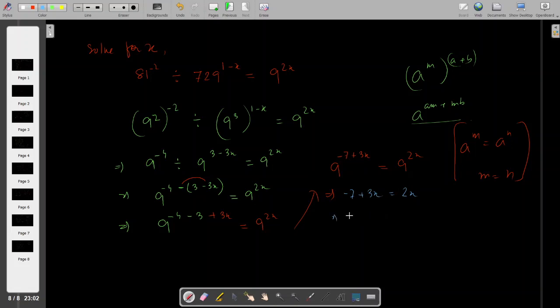So bring this 2x to the left hand side and the minus 7 to the right hand side, it becomes positive, 2x will become negative. 3x minus 2x is x, is equal to 7. So this is the answer, guys.